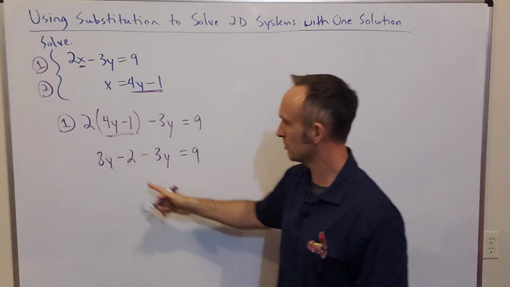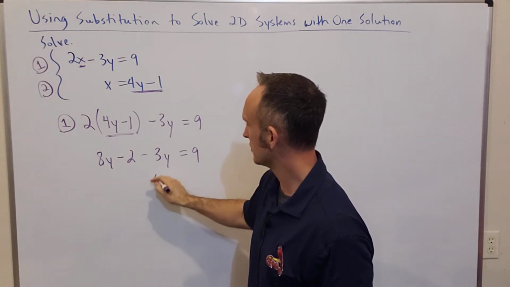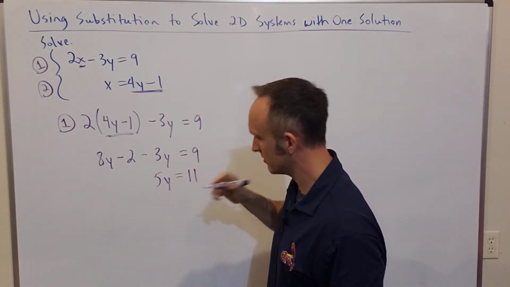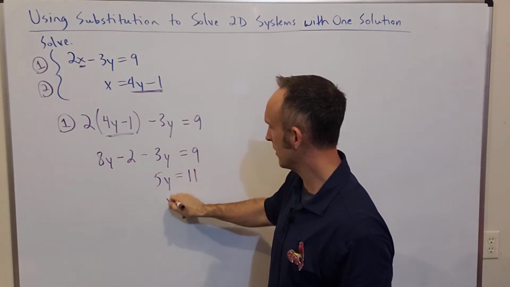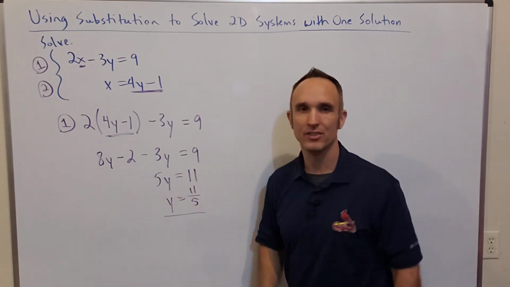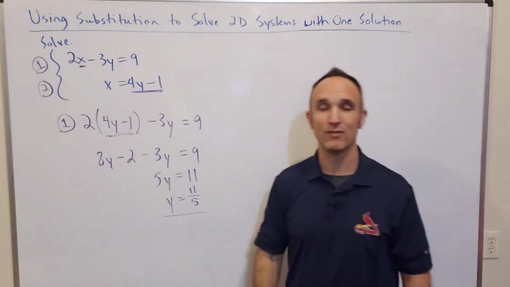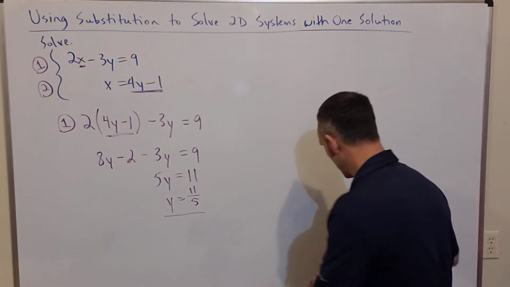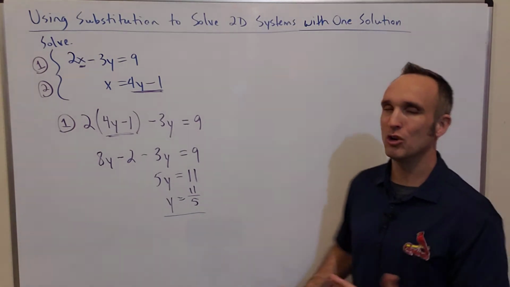And then it's basic algebra. 8y minus 3y is 5y. Let's add the 2 over to get 11. And so if we divide by 5, we see that y is 11/5. And we've got the 1/2 of our ordered pair for our final solution. Okay? But now that I have my y, I need to know my x.